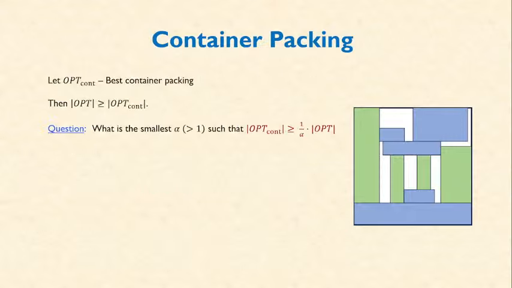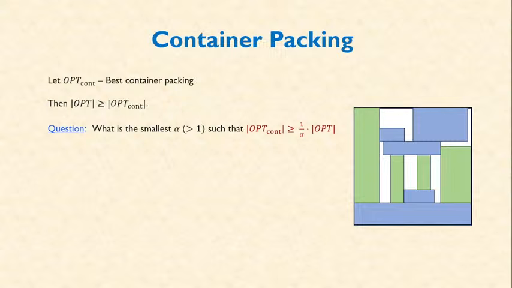So formally, if we let opt container be the best container packing, that is the container packing that packs the maximum number of rectangles, and opt be the optimal packing, then clearly opt container is a lower bound on opt, because any container packing is also a feasible packing. So the question that we ask is, what is the smallest alpha such that we can guarantee that the best container packing will always pack at least a 1 by alpha fraction of the optimal number of rectangles. And this alpha is going to be the approximation ratio of our algorithm, courtesy of the previous lemma.